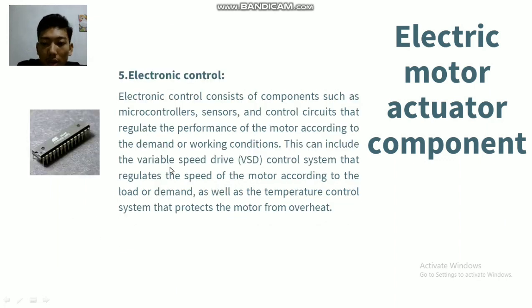And the last one is electric control. It consists of components such as microcontroller, sensor, and control circuit that regulate the performance of the motor according to the demand of working conditions. This can include the variable speed drive (VSD) control system that regulates the speed of the motor according to the load or demand, as well as the temperature control system that protects the motor from overheating.